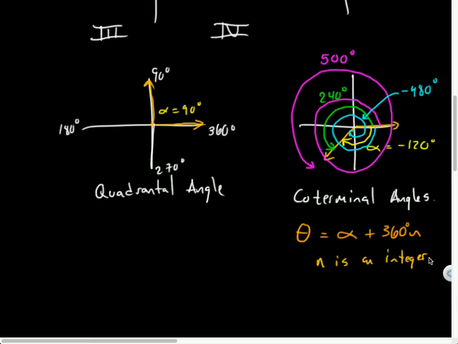So n could be 7, and I'd add 360 to it 7 times. n could be negative 5, and I'd subtract 360 from it 5 times. It will just spin around and around and around and then stop in exactly the same location.